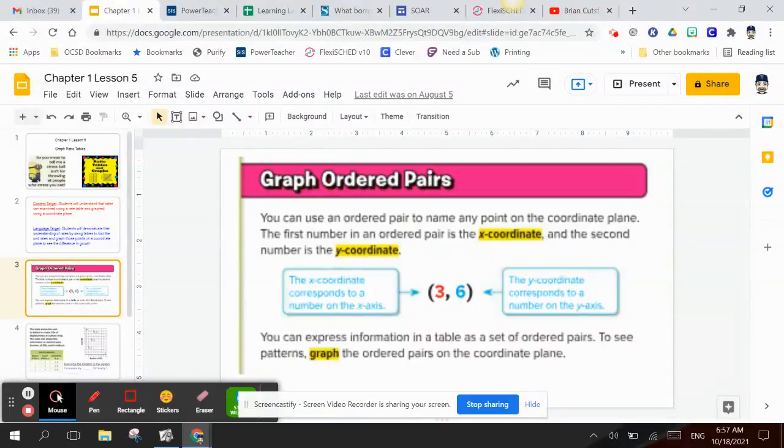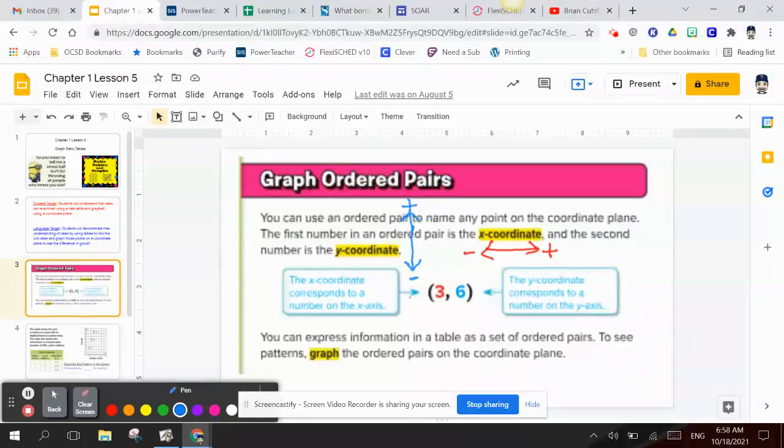So, graph ordered pairs. You can use an ordered pair to name any point on the coordinate plane. The first number in your ordered pair is the x-coordinate. The second number is the y-coordinate. So please remember that the x-coordinate goes left and right. Positives are to the right, negatives are to the left. The y-coordinate goes vertical, up and down, where your positive numbers are at the top and your negative numbers are at the bottom.